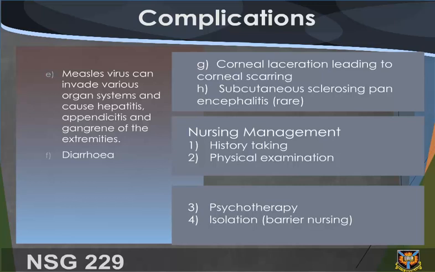F. Diarrhea. G. Corneal laceration leading to corneal scarring. H. Subacute sclerosing panencephalitis, rare. Nursing management. 1. History taking. 2. Physical examination. 3. Psychotherapy. 4. Isolation, barrier nursing.